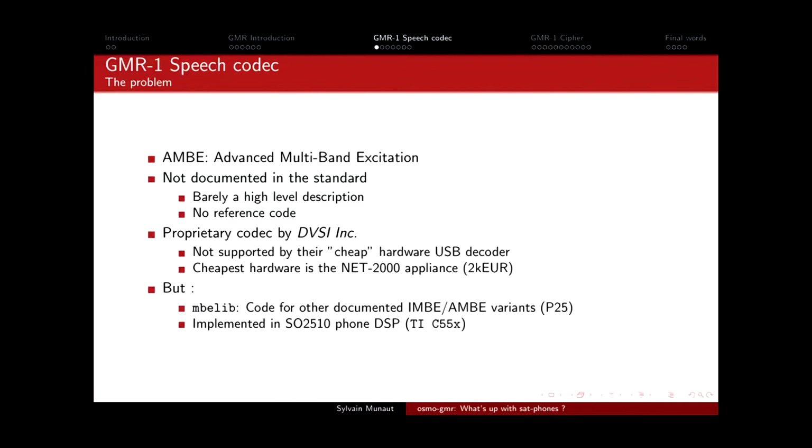It's not documented in the standard, which is really annoying. When I started working on GMR, I really thought that the codec was in there. And when I discovered it wasn't, that was a bad day. There is a bit of specification in there, but it only gives a high-level description like, okay, the codec takes audio as input and produces 80 bits of output every 20 milliseconds, but nothing that can be used to realistically implement a decoder.